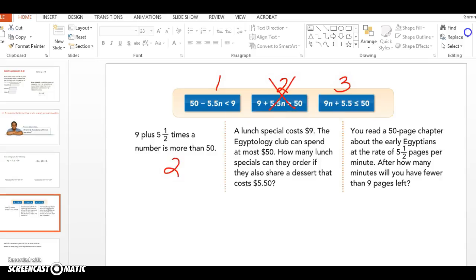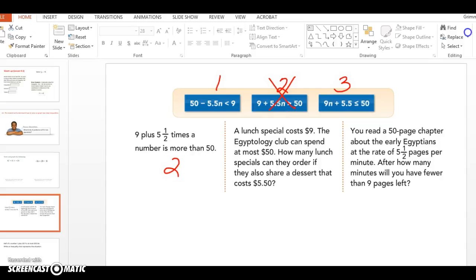A lunch special costs $9. The Egyptology club can spend at most $50. How many lunch specials can they order if they also have to share a dessert that costs $5.50? Okay, so think about, is the 9 going to be repeated over and over and over again, or is the $5.50 going to be repeated over and over and over again? Which one, Catherine? The 9.